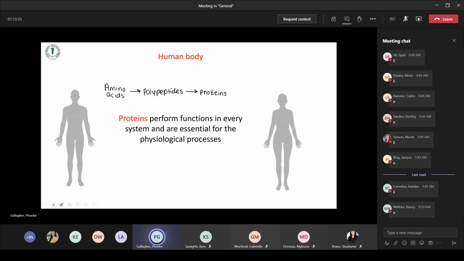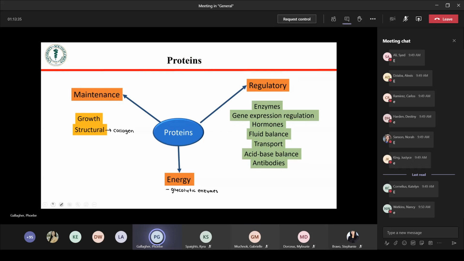This is a transition slide, don't worry about it. This is just an introduction. We're literally going to learn about all of these examples later on as we get through the course. So she's just introducing the idea that maintenance, energy, and regulatory are all things that proteins play a part in.